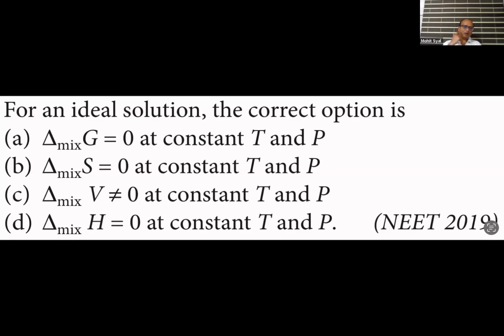For an ideal solution, you need to look for the correct option. Yes, Ibrahim. What about you, Jaslin? Ideal solution: the Gibbs free energy change for mixing should be, Ibrahim, what should be the sign of the Gibbs free energy change? For spontaneous, it should be negative. It is just like the potential energy.